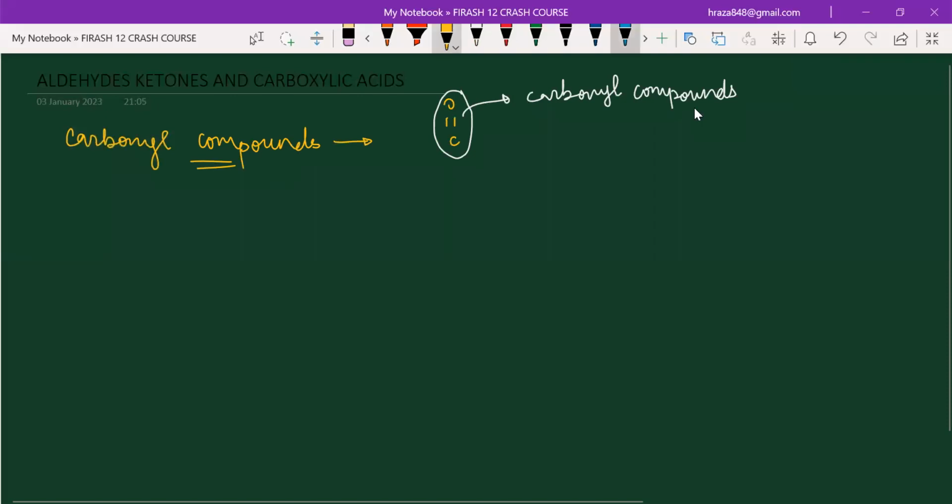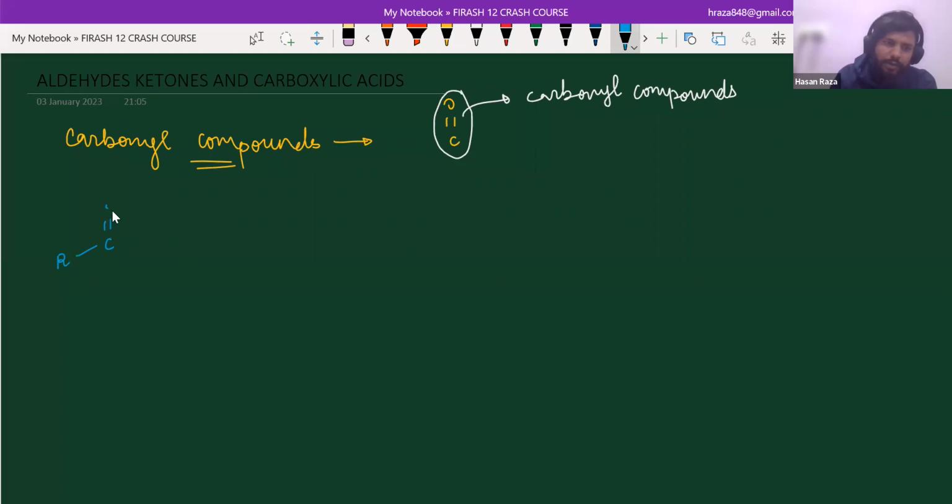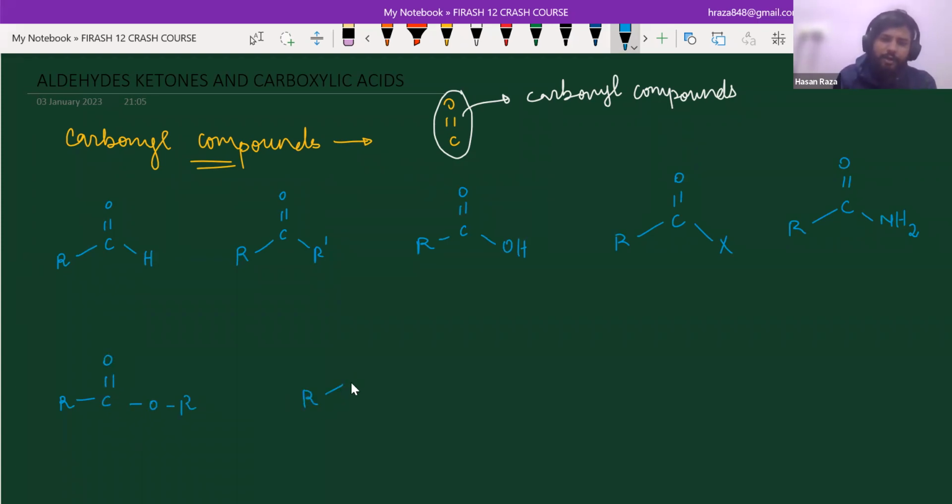Okay, so if I write this, as you can see, this is your carbonyl. This is also your carbonyl. This is also your carbonyl. And this is also your carbonyl. All of these that I am writing are carbonyl compounds because every functional group has a C double bond O group. And I can also write like this. This is also carbonyl, and this is also carbonyl.